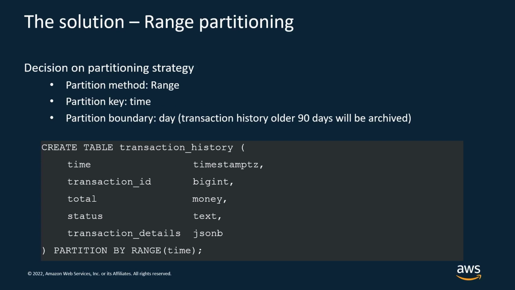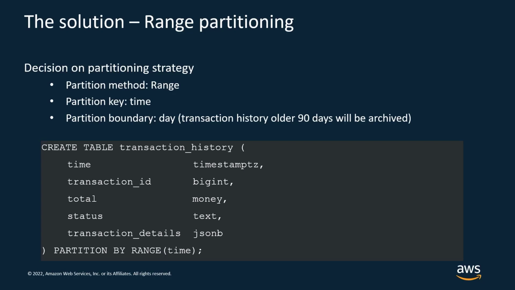This transaction history table looks like a classic example of time series data. From what we learned about table partitioning, range partitioning is a good solution for managing time series data in this type of use case. Data is frequently accessed by date range. The table schema has a time column that can be used as the partition key. Data older than 90 days can be archived, which means we only need to keep 90 days of data in the partitioned table.